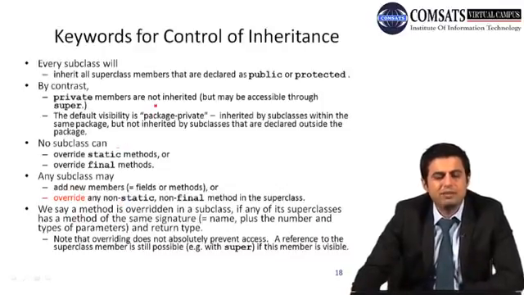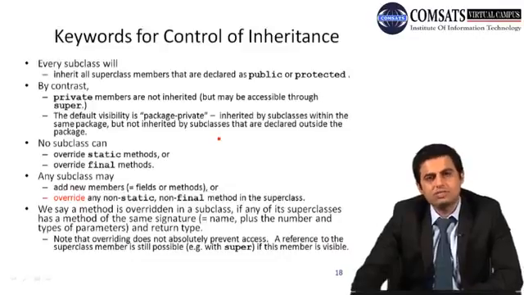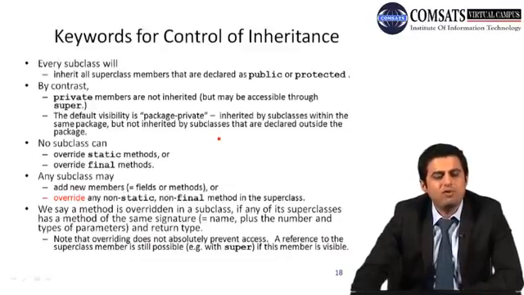The default visibility is package private, inherited by subclasses within the same package, but not inherited by subclasses that are declared outside the package. No subclass can override static methods, as I told you before, or override final methods. Any subclass may add new members. These new members could be fields or methods, or override any non-static and non-final methods in the superclass. So these are the rules which have to be followed if you are writing an object-oriented system.